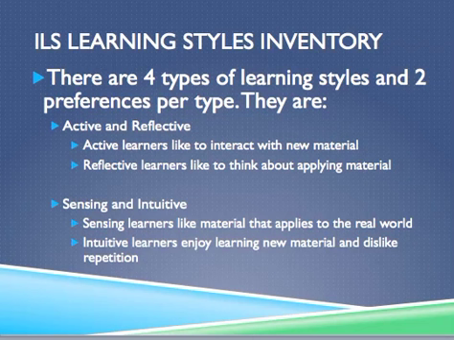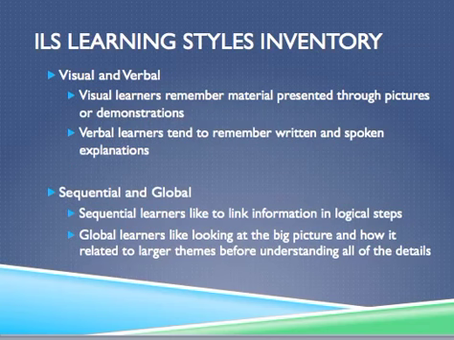Active and reflective is the first set of learning preferences. Active learners like to interact with new material, while reflective learners like to think about applying that material. The second set of learning preferences is sensing and intuitive. Sensing learners like material that applies to the real world, while intuitive learners enjoy learning new material and dislike repetition. The third set of learning preferences is visual and verbal. Visual learners remember material presented through pictures or demonstrations, while verbal learners tend to remember written and spoken explanations.